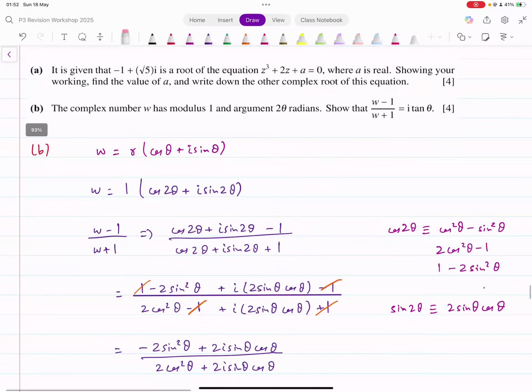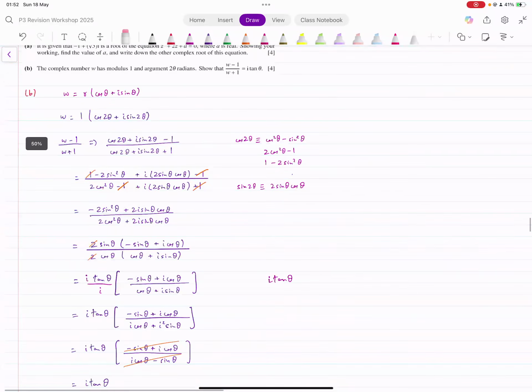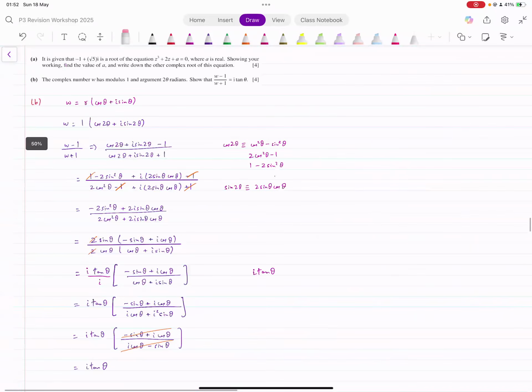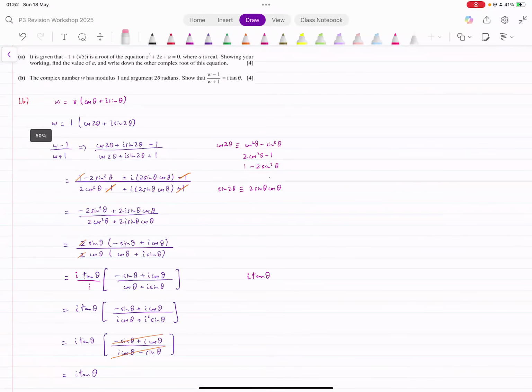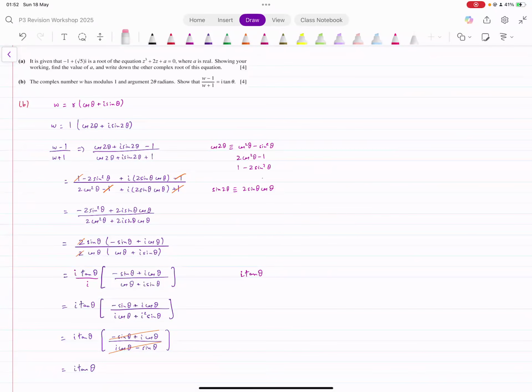Okay, this is another example. You can have a look at this. Sometimes you have to use trigonometric identities and complex numbers as well. Very rare, but you may end up having to do that sometimes. You can have a look at this working. It's just trigonometry.